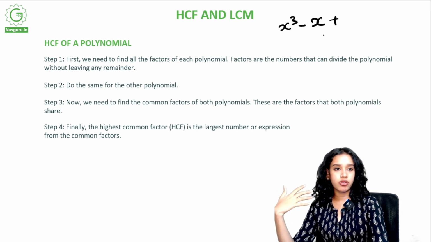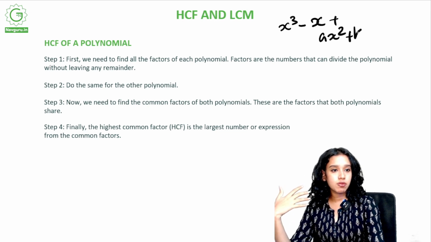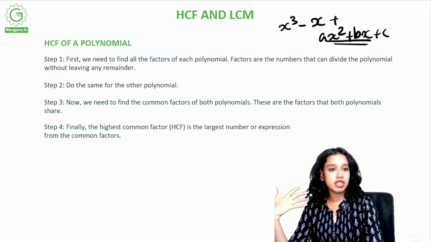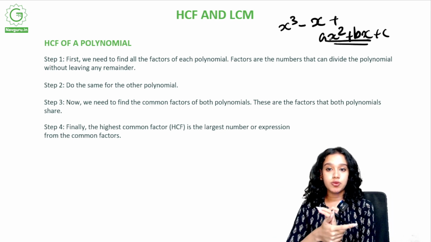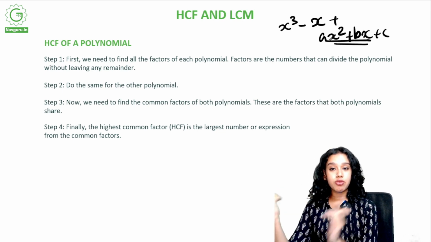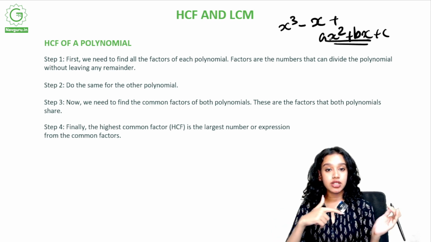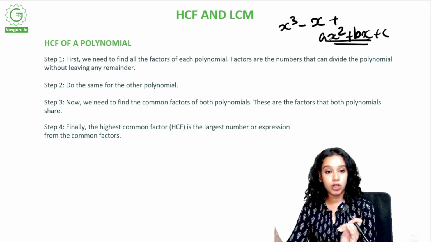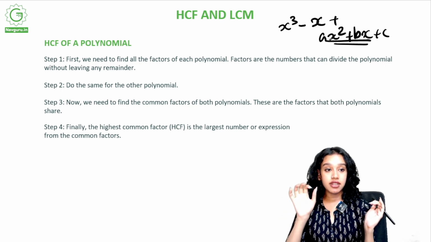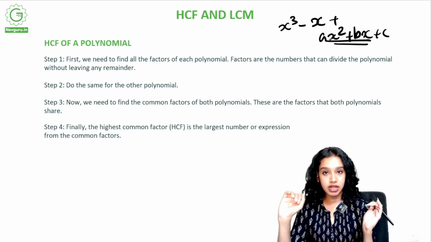So anything which is in the form of ax square plus bx plus c could be written as a polynomial. So, how do we find the HCF of a polynomial? First, we need to find all the factors of each polynomial. Factors are the numbers that can divide the polynomial without leaving any remainder.